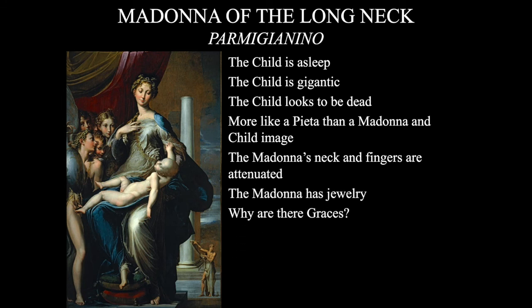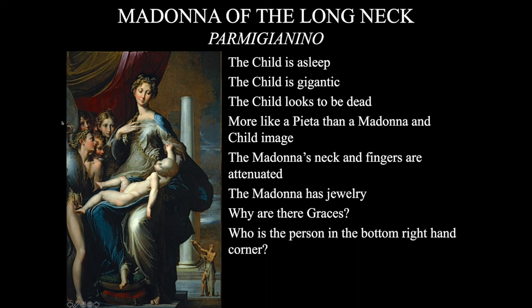Why do we have a group of graces off to the left? And by the way, the artist is right here. That's Parmigianino. And who is the person in the bottom right-hand corner of the work? That's really weird. The scale is completely off for this figure. This is actually St. Jerome. And the columns behind St. Jerome, they're not holding up anything. They almost look like smokestacks.